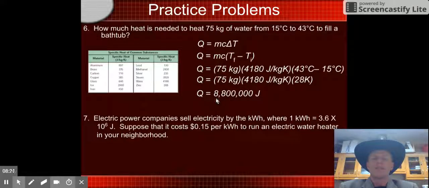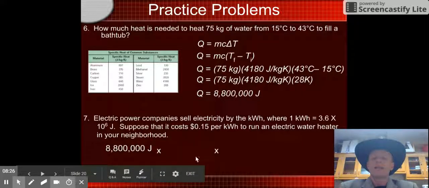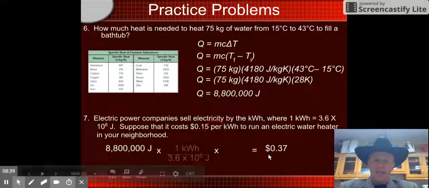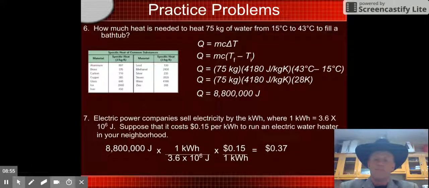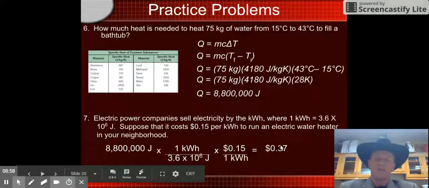So how many 3.6s are in 8.8? Well, one way to do that is to take that 8.8 times 1 over 3.6, and you'll get how many kilowatt hours. And then you multiply each kilowatt hour by 15 cents. Once you do all the cross-canceling, the joules are gone, the kilowatt hours are gone. The only thing left here is money. It takes a little more than a quarter to heat your bathtub water. I think I'm going to use more hot water next time.